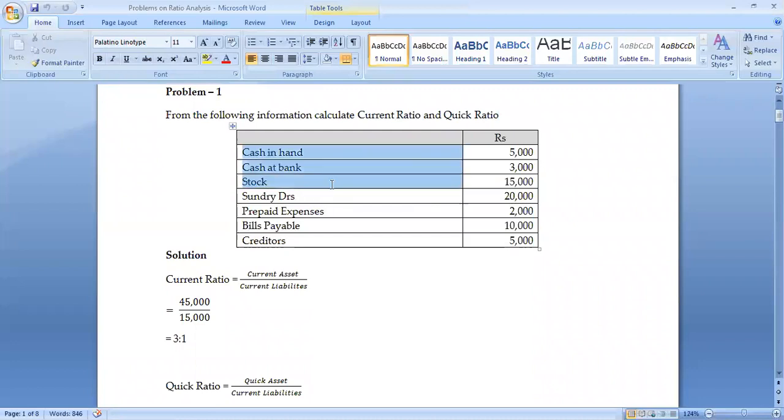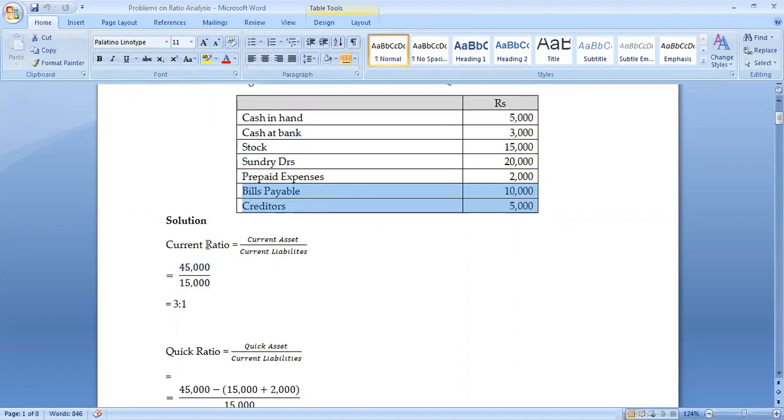So here there is cash in hand, cash at bank, stock, sundry debtors, prepaid expenses. These are the current assets, so take these into consideration for calculating the current ratio. Bills payable is 10,000 and the creditor is 5,000, so the current liability put together gives you 15,000. So 45 by 15 gives you 3 by 1. As it is a ratio, it should be expressed as a ratio only. So 3 is to 1 will be the current ratio.